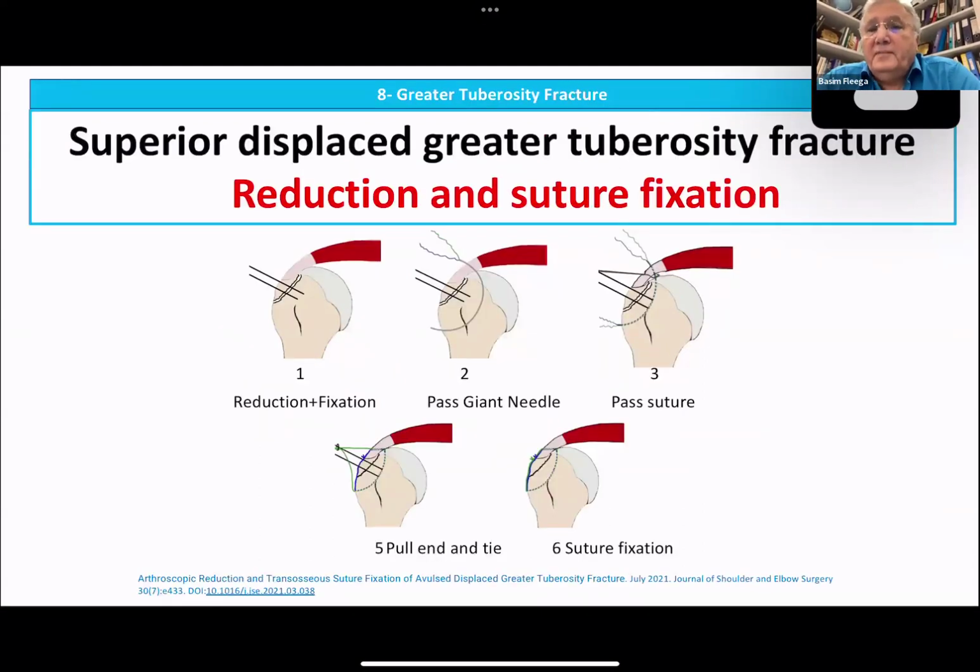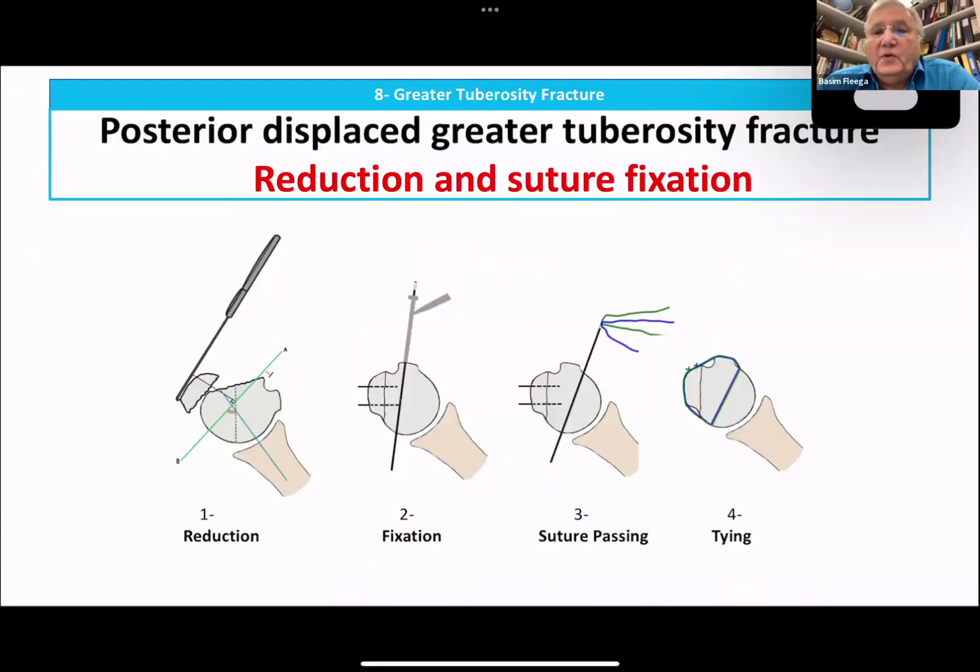Now, in case of greater tuberosity fracture, which is displaced superiorly, we pull it down, fix it with K-wires, and pass the giant needle and fix the fragment with the transosseous suture knot fixation. If the fragment is displaced posteriorly, we pull it anteriorly to its place, and then we do a fixation using a suture passer from anterior to posterior and tying the fragment in its place.